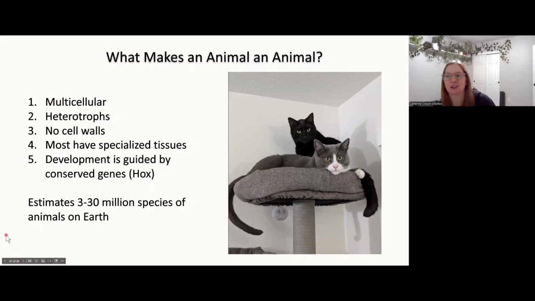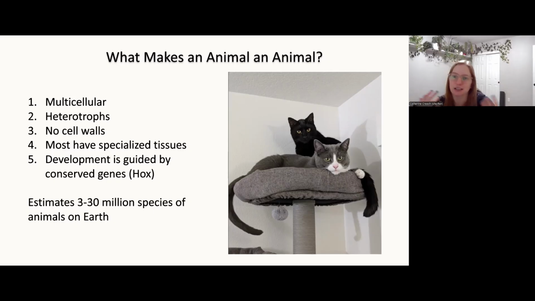All animals are going to be multicellular. If they're unicellular, they're usually put into a different group. Think about protists. Most animals are going to be heterotrophs. Hetero means different, and troph is eating. So heterotrophs have to eat their food. They can't make their own food. If you can make your own food, you're called an autotroph, so self-eating or feeding.